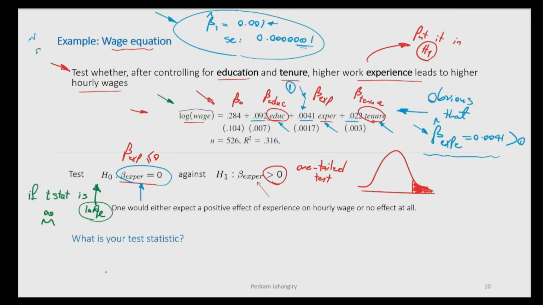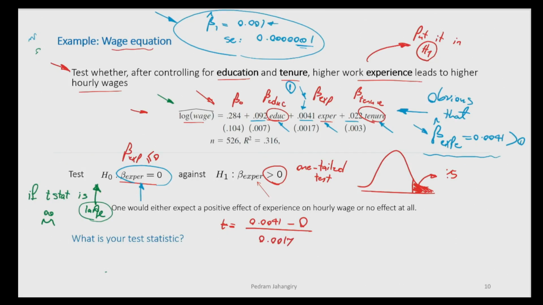Do something like this. And this shaded area is going to be your significance level, 5%. Imagine we're going to report numbers for 1%, 5%, and 10%. So your first job is to calculate the t-stat. What is the t-stat? It's your coefficient, beta hat experience, which is 0.0041, minus the population parameter under the null, which is 0, divided by the standard error, 0.0017.